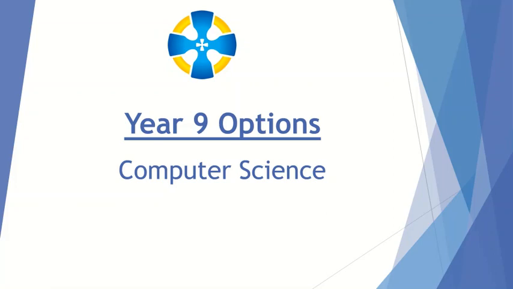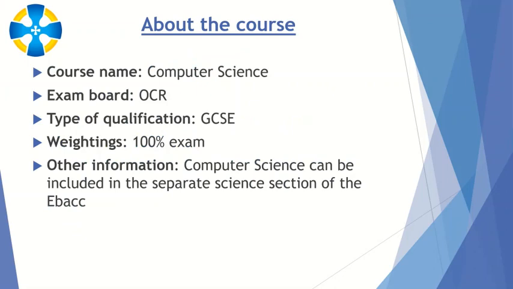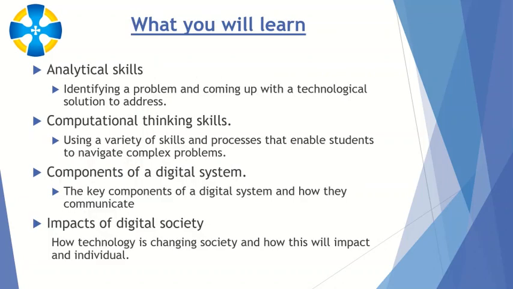Let's have a look at the course. Computer Science is a full GCSE offered by OCR. It is a 100% exam, and as you can see there, it can be included in the separate science section of the EBacc qualification. But you might be thinking to yourself, what will I learn in computer science?